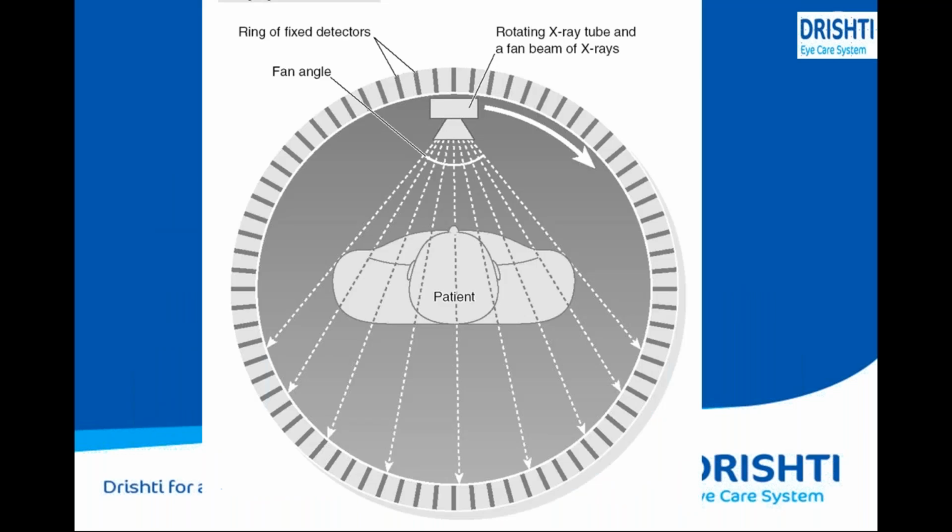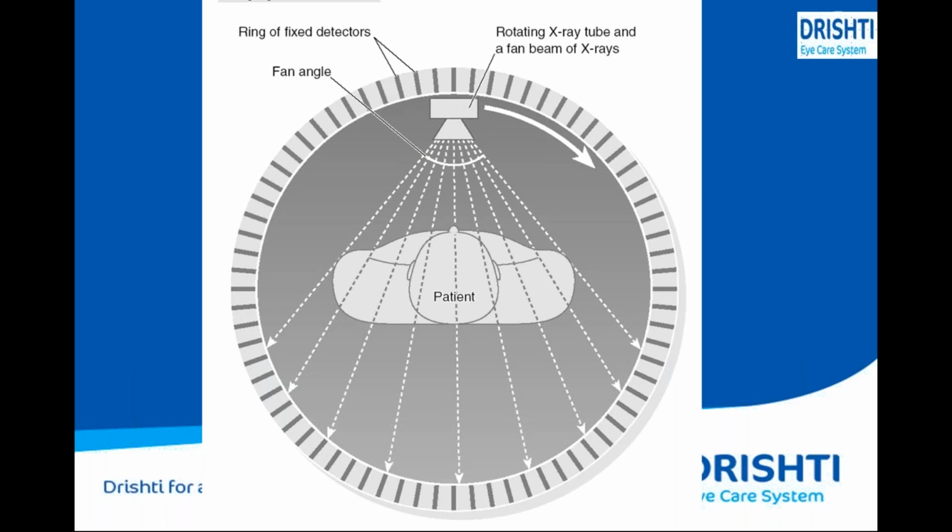Coming towards this picture, this is the rotating X-ray tube. When the patient lies down on the bed and that bed goes inside this rotating wheel, this is the beam where the X-ray comes, and this beam rotates like a fan. The X-ray passes from the full 360 degrees and the scans are taken. These scans are detected by this ring of fixed detectors, which calculate the attenuation of the rays, and this is sent to the computer.